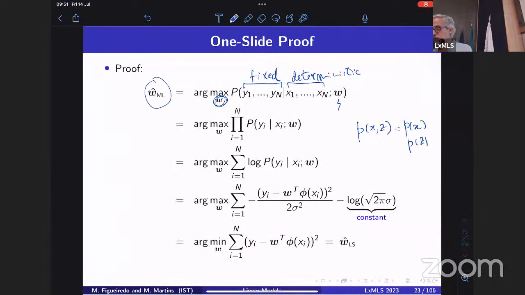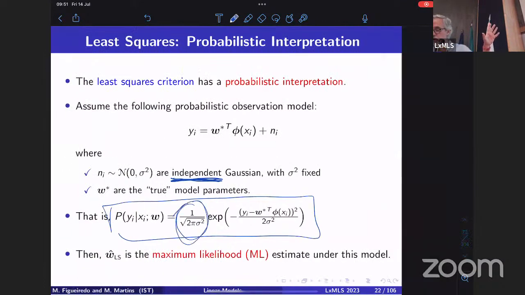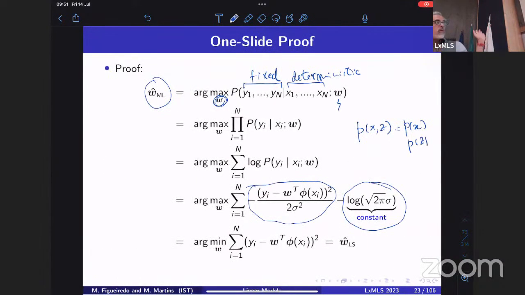So if you go slowly, this is in all books about this stuff, you can read it slowly if you want. The log just extracts the exponents from the exponentials of the Gaussian, okay? And there's this additional term, which comes from the normalization constant of the Gaussian from this part here. It's just a constant, it doesn't depend on W, so you can ignore it because you're maximizing with respect to W. You can just throw it away.